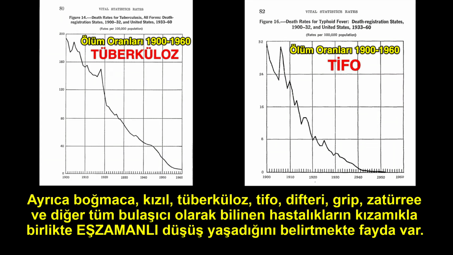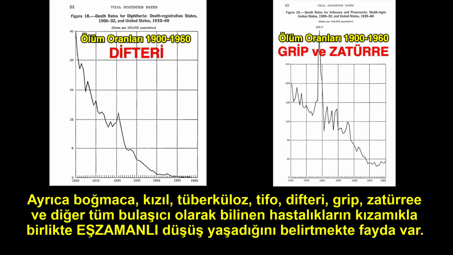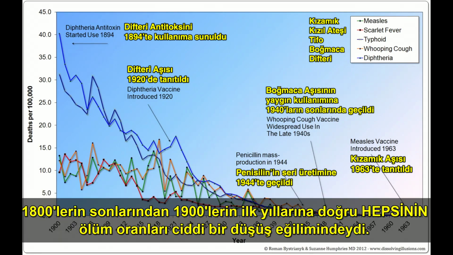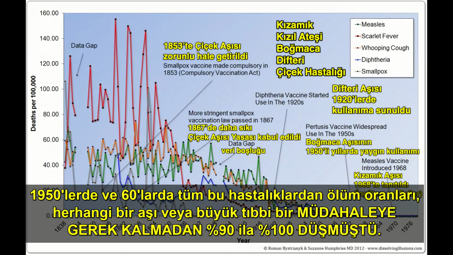Furthermore, it's worth noting that every other infectious disease, whooping cough, scarlet fever, tuberculosis, typhoid, diphtheria, flu, pneumonia, and others, experienced a simultaneous decline along with measles. From the late 1800s into the early 1900s, they all dropped dramatically. By the 1950s and 60s, death rates from all these diseases had decreased by 90% to 100% without the need for any injections or major medical interventions.